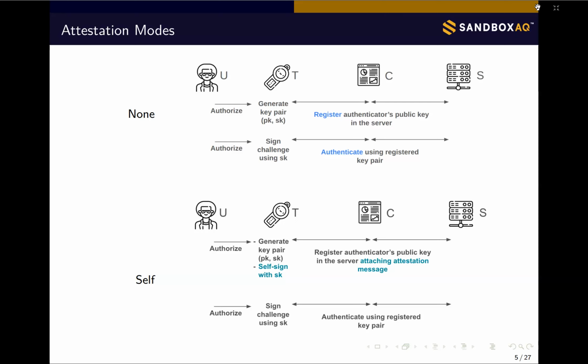So here in the registration, the server will use the information in the attestation message and the signature to make sure that the integrity of the message is preserved and to decide whether the authenticator is valid or not.